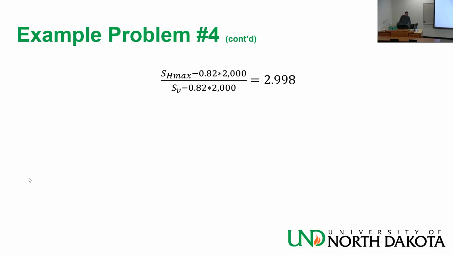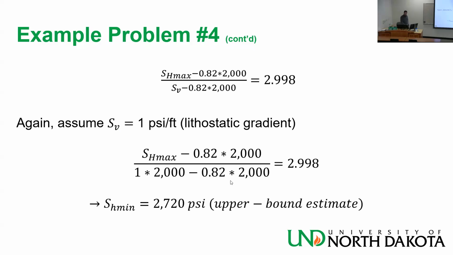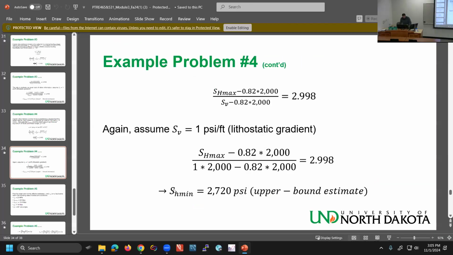Okay, so let me do it. I have SH max minus 0.82 times 2000, that's the pore pressure. And then I have SH max, which is my real unknown, and then SV. SV, I don't know it yet, but I can very easily find it: 1 psi per foot times 2000, or 2000 basically psi. And if I solve it, I made a mistake here, which I need to fix.